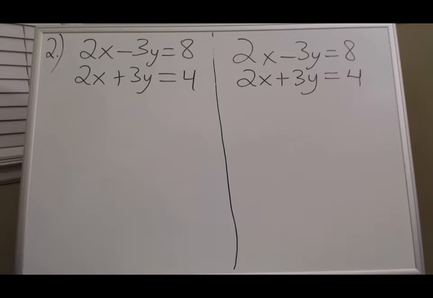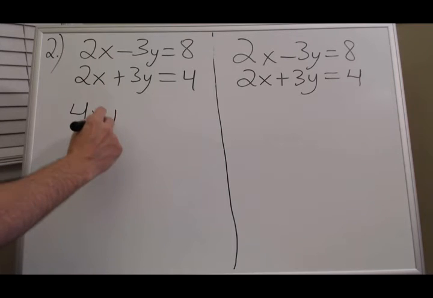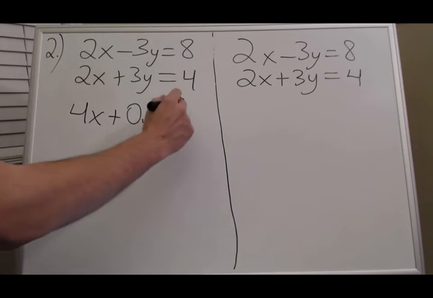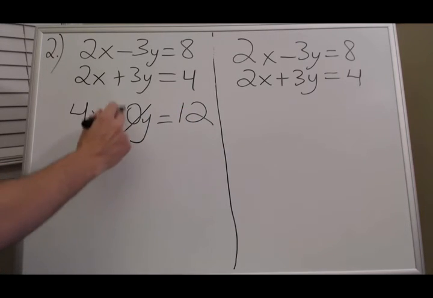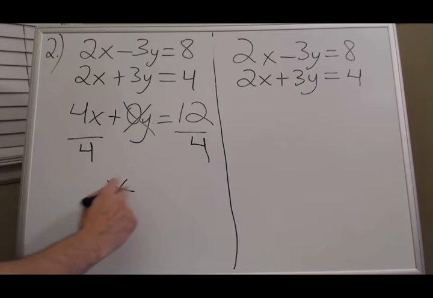Let's try number 2. Again, on the left, we will add straight down, and on the right, we will subtract straight down. 2x plus 2x gives me 4x. Negative 3y plus 3y gives me 0y, which will go away. And 8 plus 4 gives me 12. I can divide by 4 on both sides, and I get x equals 3.